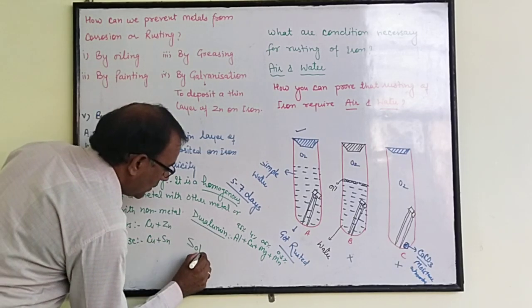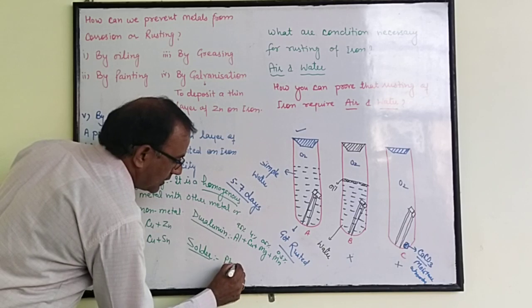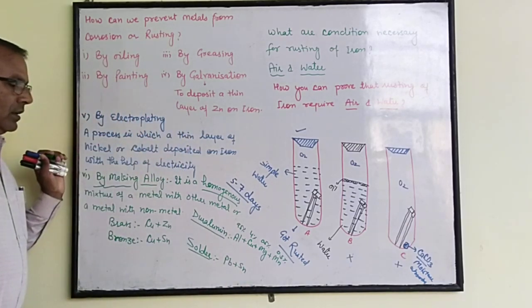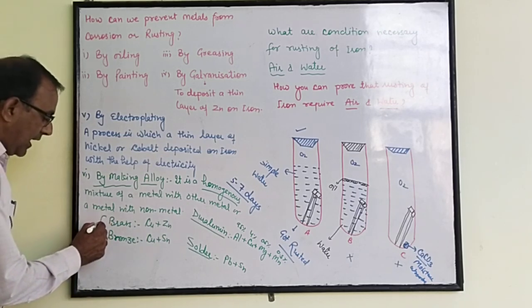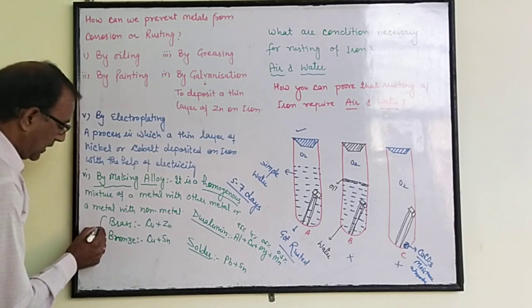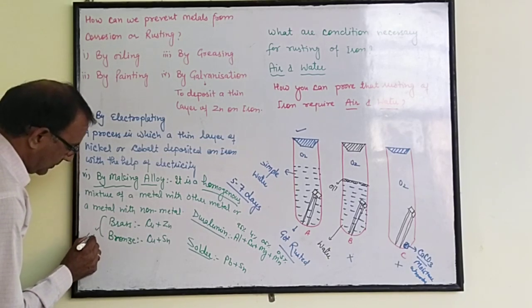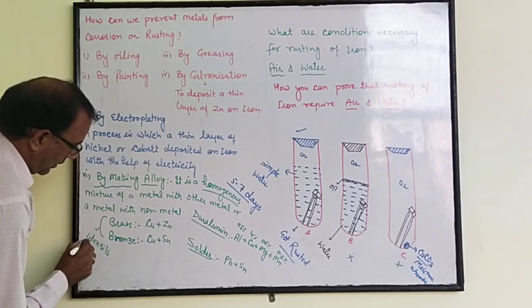Solder. Solder is an alloy of lead plus tin. These are some alloys. Brass and bronze. The use of brass and bronze is in making utensils. It means utensils are made of them.